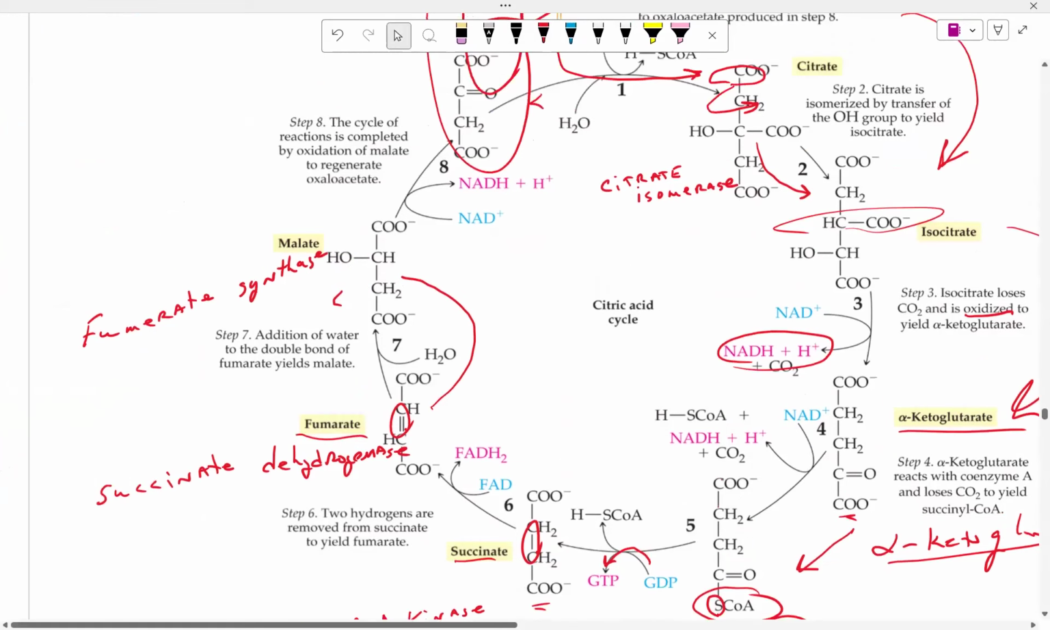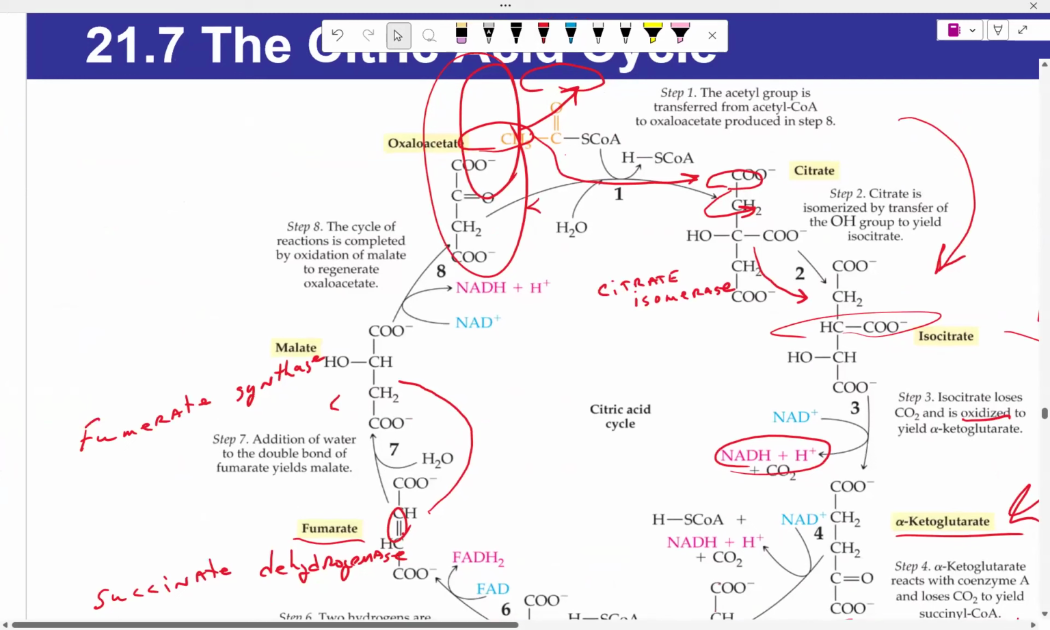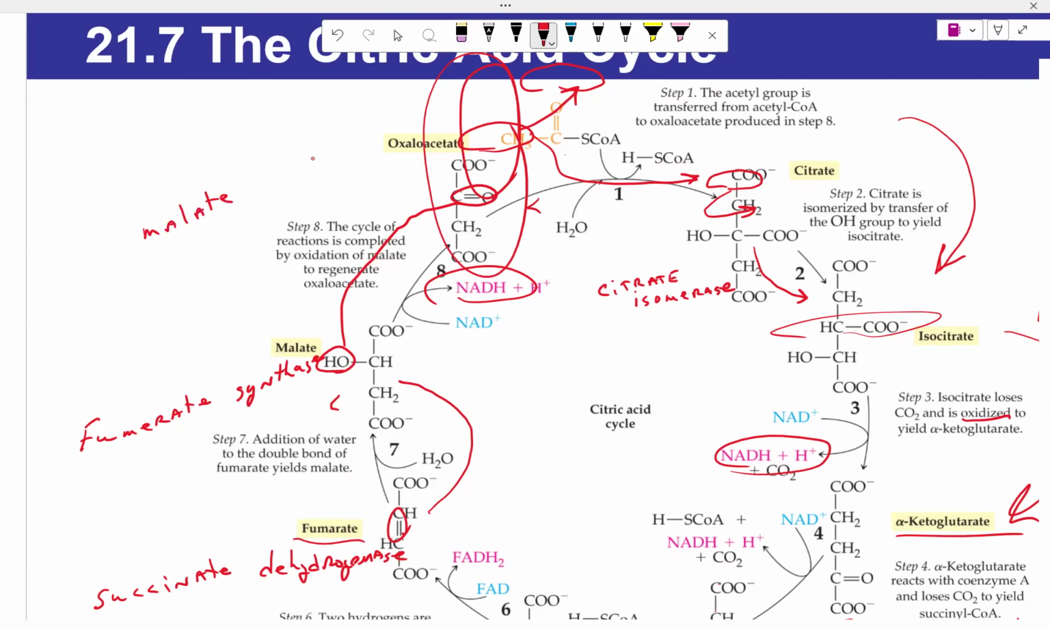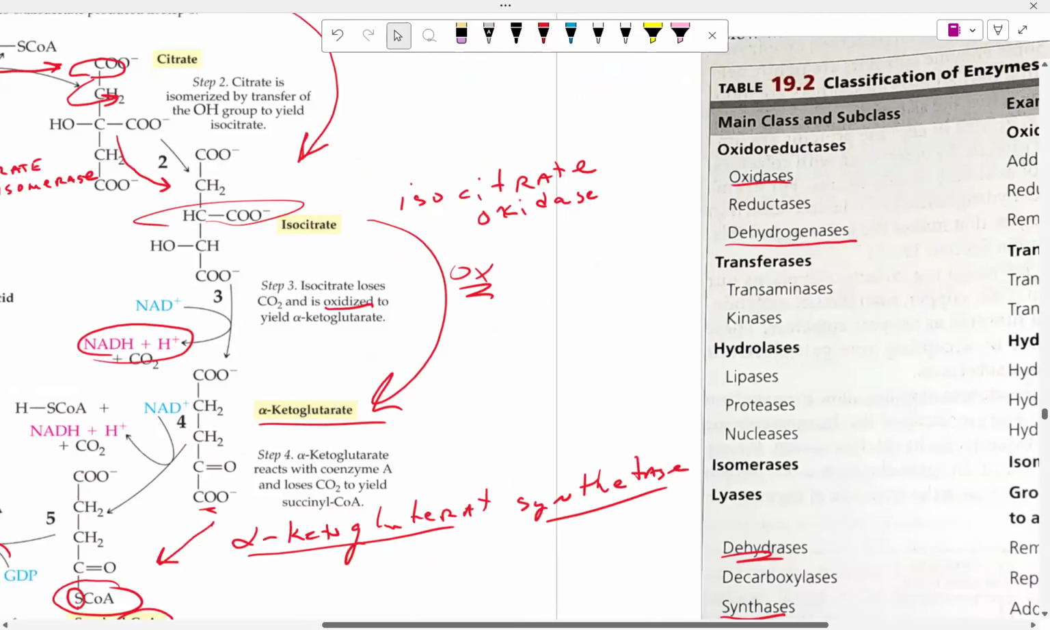Okay, so now the final step, and again, we're generating a reduced coenzyme there. Okay, so what's the difference between these two? Well, this guy goes to the carbonyl, so it's being oxidized. So it's going to be an oxidase then. What's the substrate? Malate. Malate oxidase. And then we pick up acetyl-CoA and we do the cycle again. Okay. So that is the purpose of the citric acid cycle.